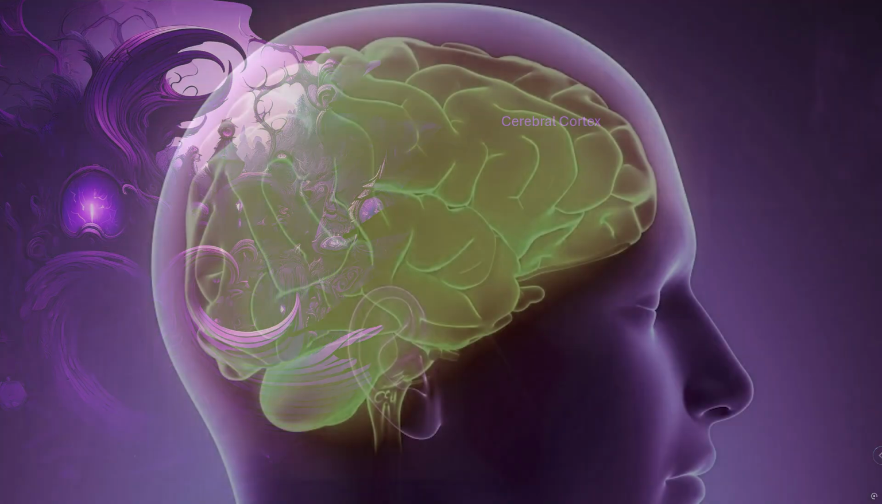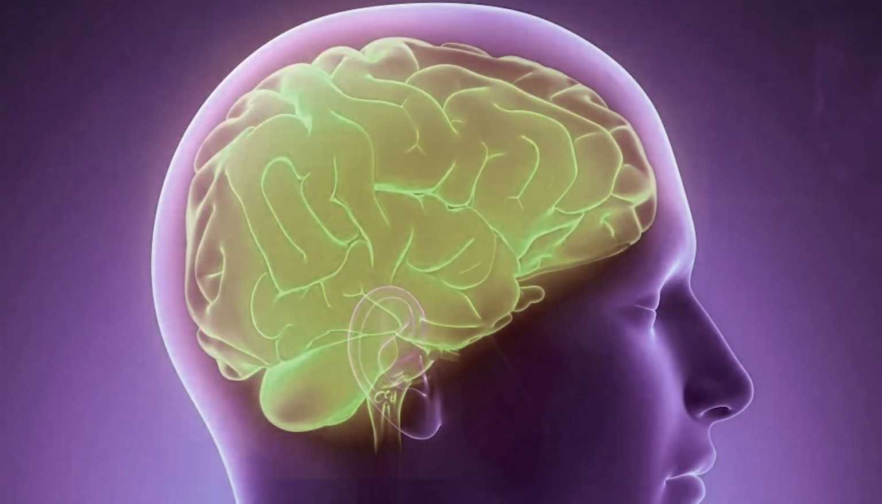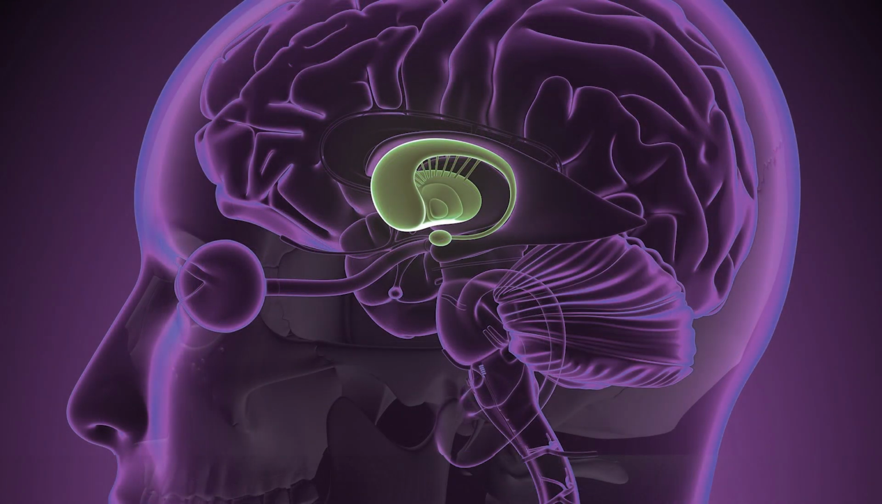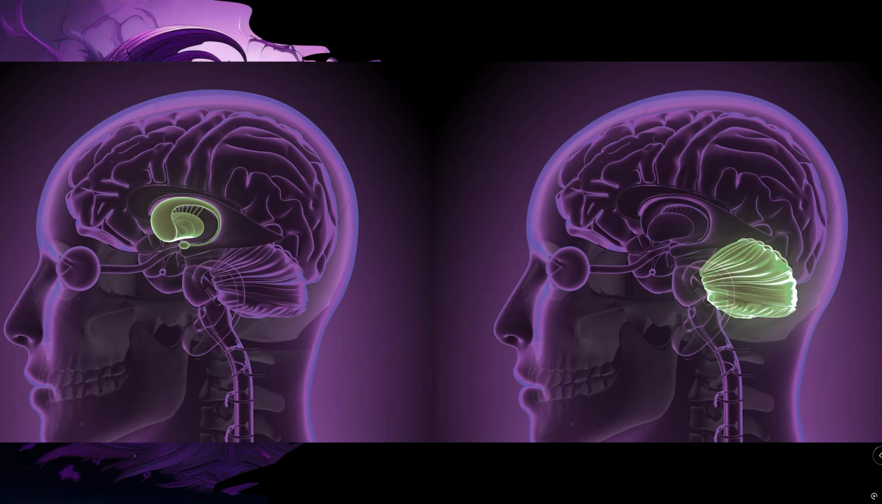The cerebral cortex, storage of long-term memories. Semantic memories spread across areas. Episodic memories encoded in more specific regions. The cerebellum and the basal ganglia. These are critical for procedural memories, things like motor skills and habits that we develop.